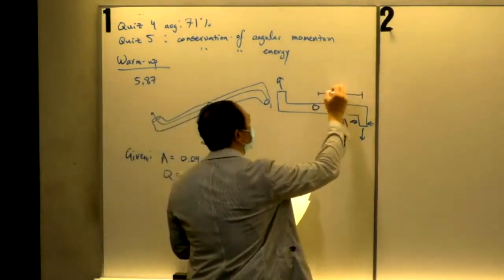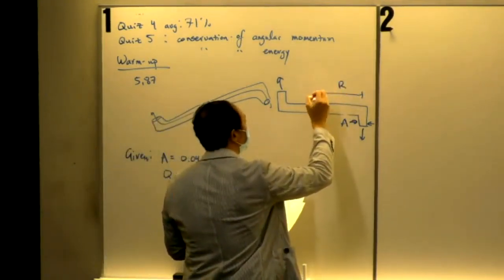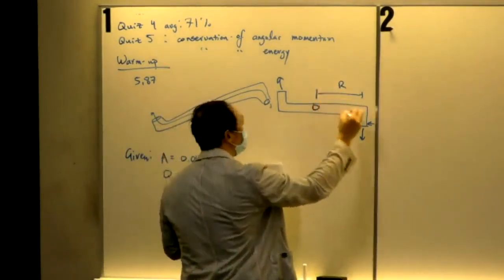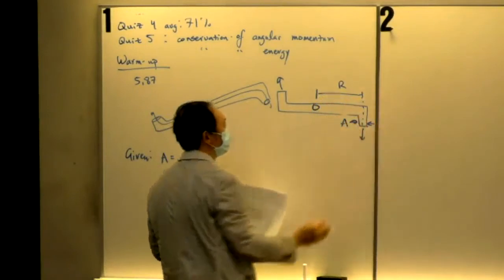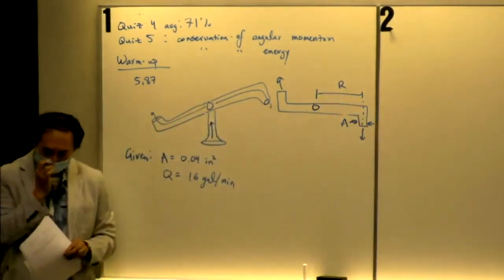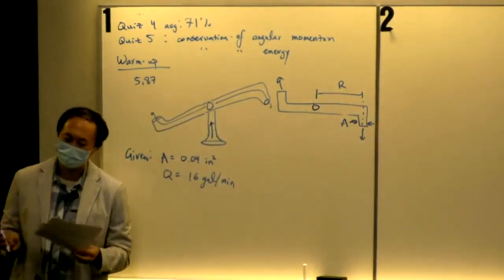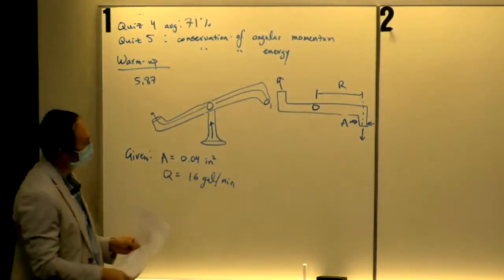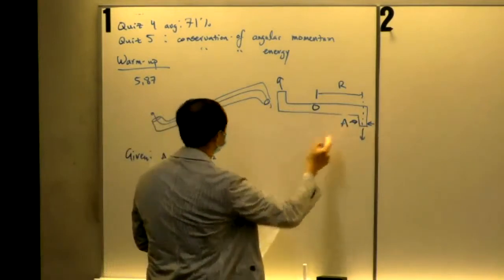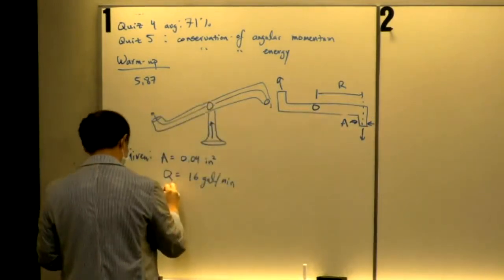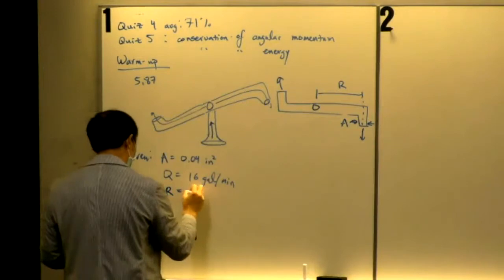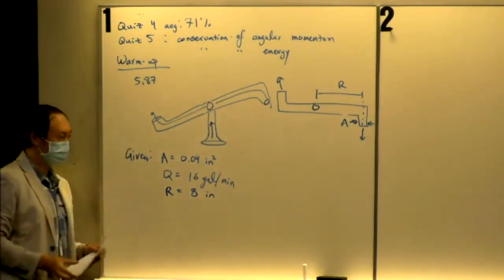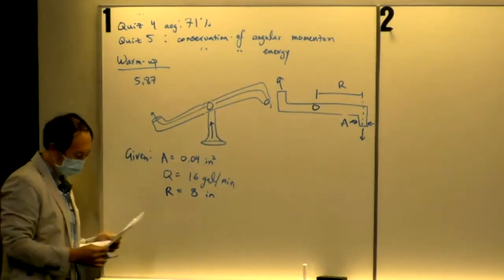And we have this R, which I'm going to draw from the center here to the center of this nozzle. So again, like the other problems, we really just care about solving a 1D problem, and that's going to be an approximation for what's going on at each of these two ends here. Okay. So R is 8 inches. So you're given those dimensions, the flow rate, and you're supposed to calculate a couple things.